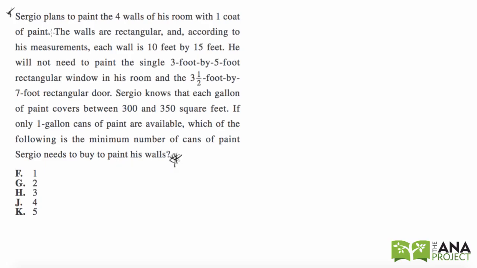Again, most people who read this, unless you're some sort of genius, it's going to be confusing. They're bombarding you with numbers and figures. Four walls, 10 by 15 feet, 3 by 5, 3.5 by 7, 300 to 350 square feet, minimum of 1 gallon cans. So again, let's take it piece by piece and use the anticipation strategy.